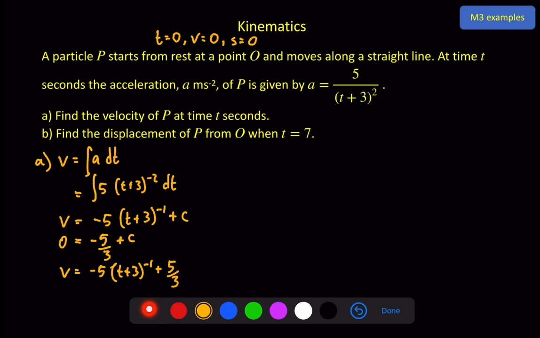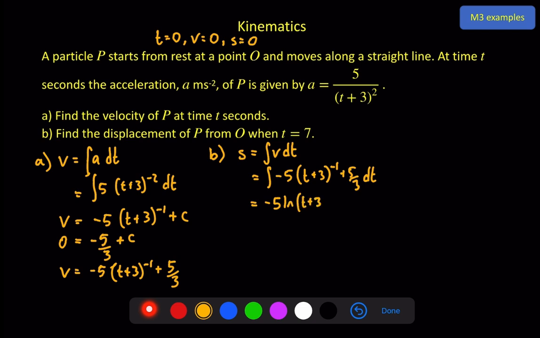Now we need to find the displacement of p from O when t equals 7. So first of all, we need the formula. So we need to integrate again. Put in the boundary conditions and then use t equals 7 to find out the displacement. So here we've got the integral of minus 5 t plus 3 to the minus 1 plus 5 over 3 dt. This first one will give us a log, so minus 5 natural log t plus 3 plus 5t over 3 plus another constant of integration.